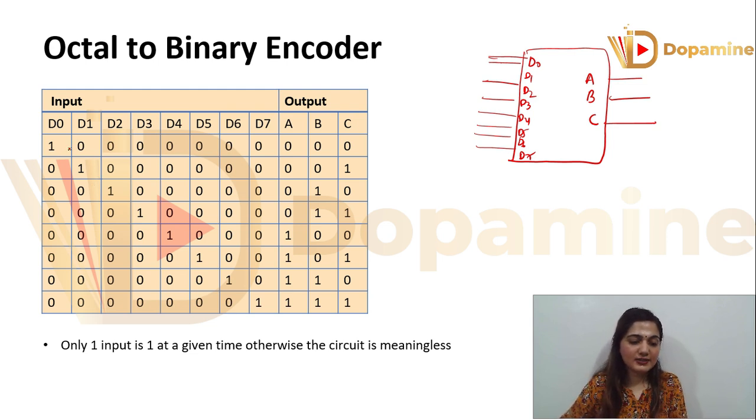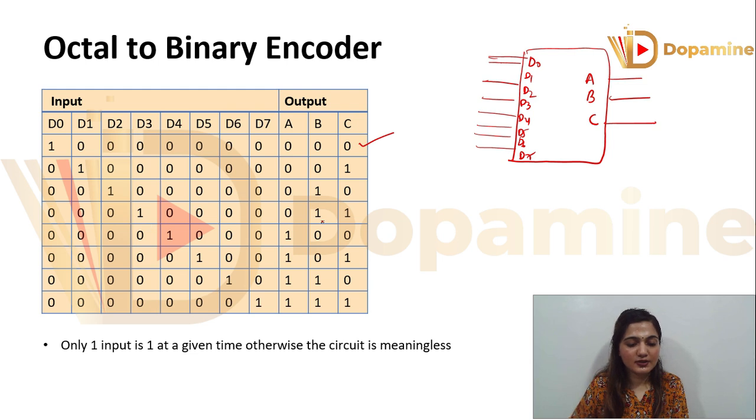So in the first case, let's suppose D0 is 1. So the output will be 0, 0, 0. So if the D0 is 1, all of the other inputs should be 0. If the D1 is 1, all of the other inputs should be 0. So if the D1 is 1, it represents 1. So it is represented as 001. Right. If the D2 is 1, it represents 2. So here we are going to represent it as 010.